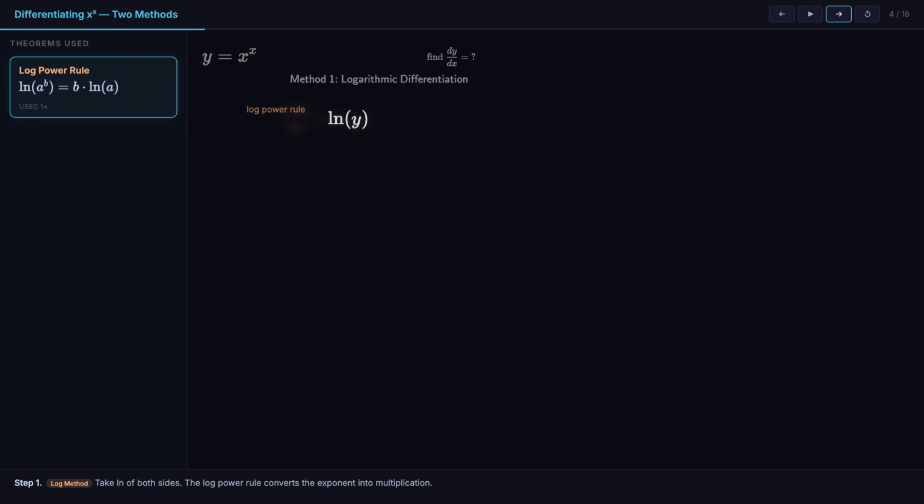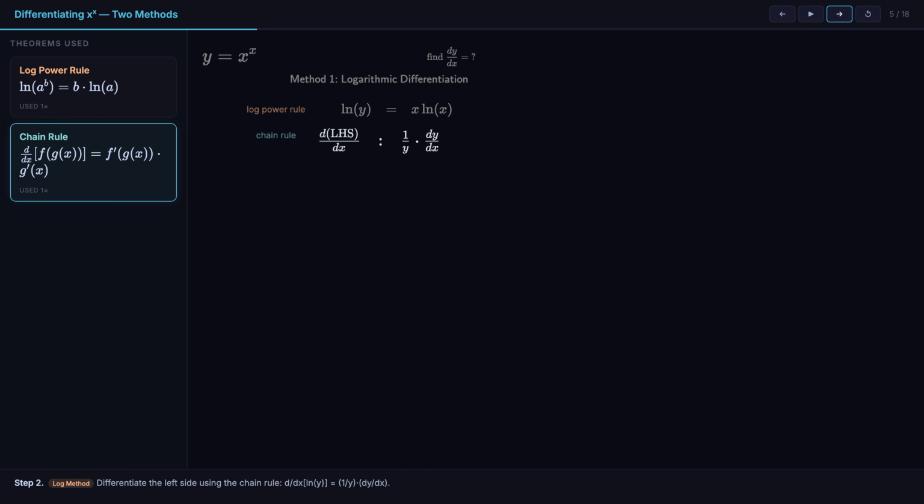Method 1. Logarithmic differentiation. Take the natural log of both sides. Log of y equals x times log x. That's the log power rule. Now differentiate both sides. Left side, d dx of log y, chain rule. Derivative of log is 1 over y. Multiply by dy dx. So the left side is 1 over y times dy dx.